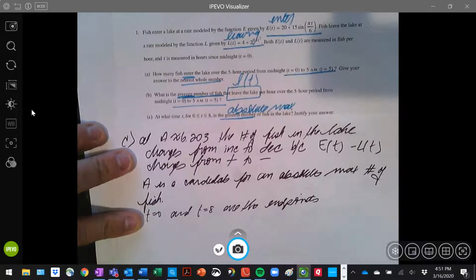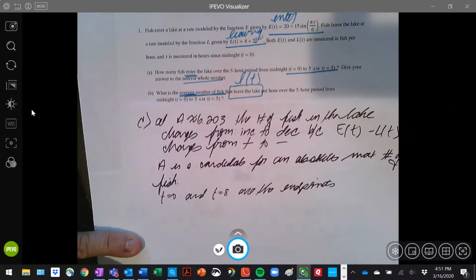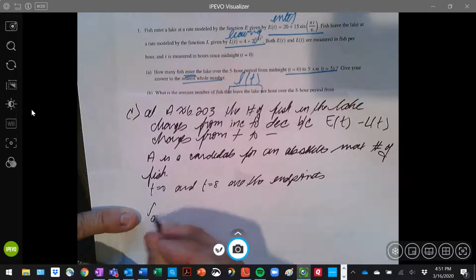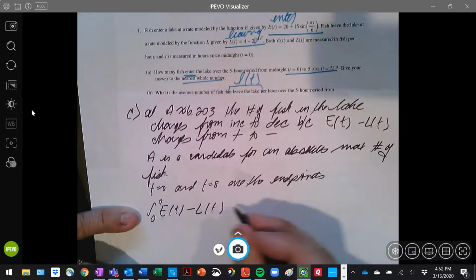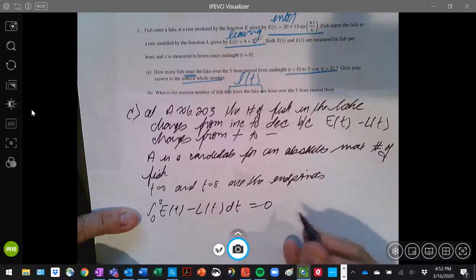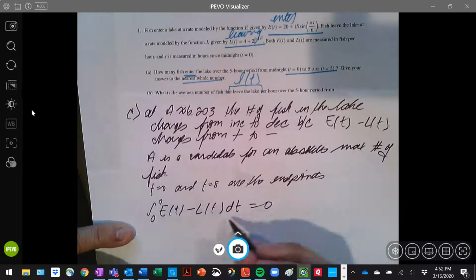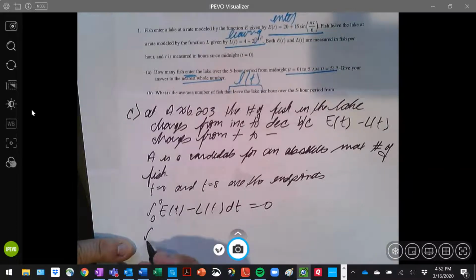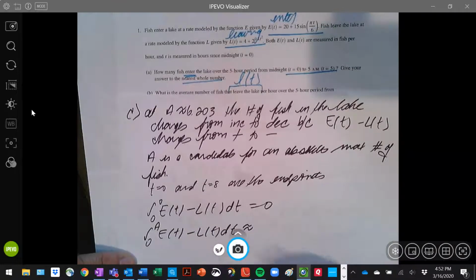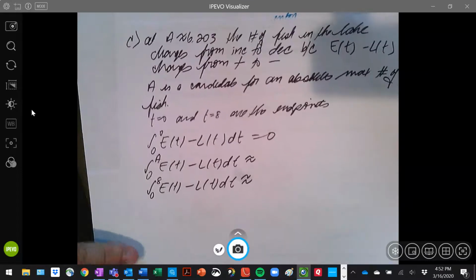You may or may not be able to get away with this on the exam, but what I know is this. If I just say, let's look at the integral from 0 to 0 of e of t, the rate at which fish enter, minus L of t, the rate at which they leave, well, that's going to be 0. That means that at time 0, there's no change in the number of fish. From 0 to a, if I integrate e of t minus L of t dt, I'm going to get a particular number, and that's going to represent the change in fish population from midnight until t equals a. And then I'm going to do an integral from 0 to 8 of e of t minus L of t dt, and I'm going to look at how many fish we have at that time as well.